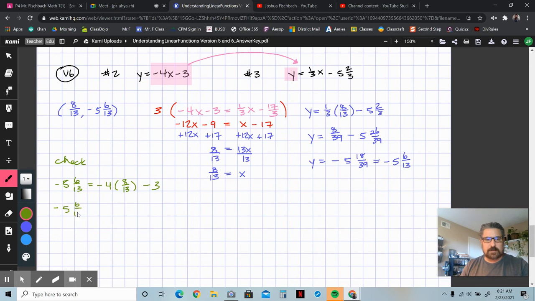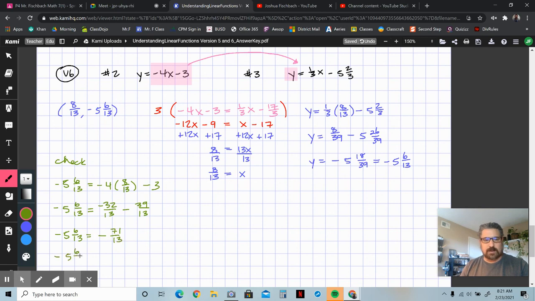Negative 5 and 6/13ths, is that equal to negative 4 times 8, which is negative 32, so negative 32/13ths. And then this would be minus 3 times 13, which is 39, so 39/13ths. And so this is going to be two negatives added together, basically, right? Negative 32/13ths plus a negative 39/13ths. So you're going to get negative 5 and 6/13ths is equal to, and how many is this going to be? It's negative 71/13ths. And then 13 times 5 would be 50 plus 15, or 65.